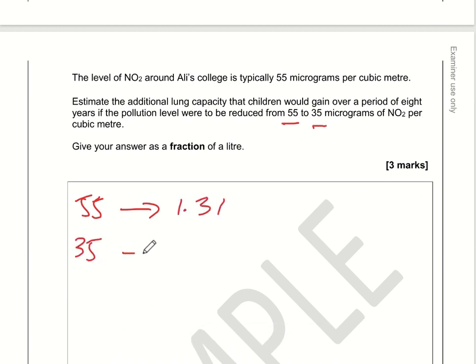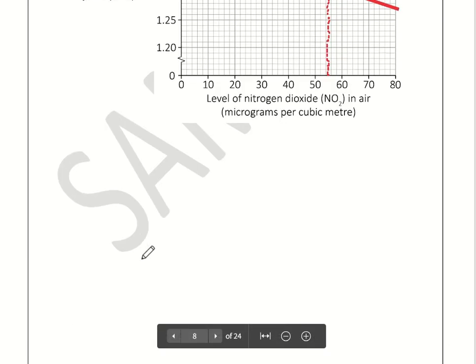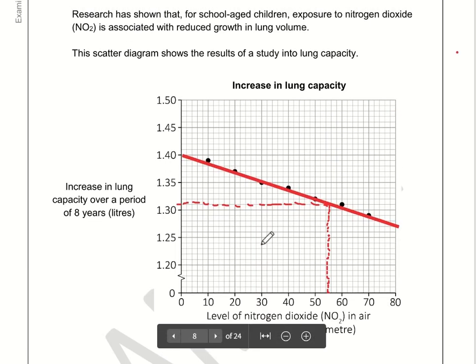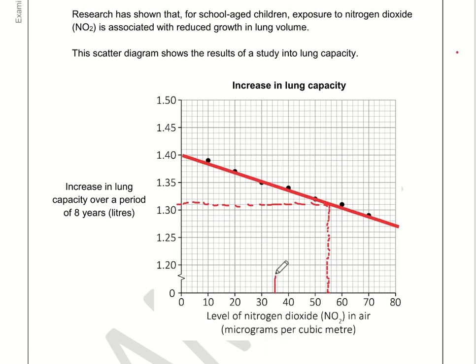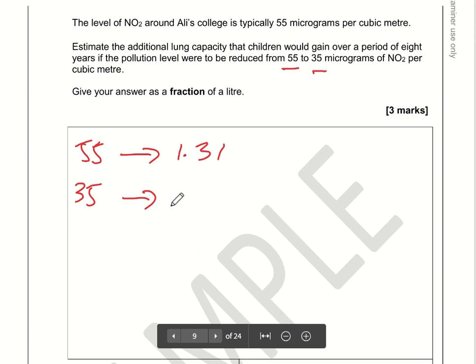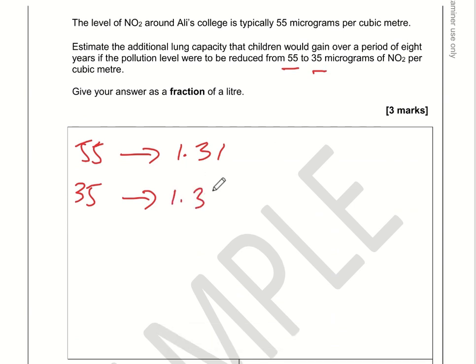And what about 35? So exactly the same thing. So here I'm going up at 35, halfway between 30 and 40, and for me it hits the line there, which is 1 less than 1.35. So I'm going to go for 1.34. You might slightly disagree there.